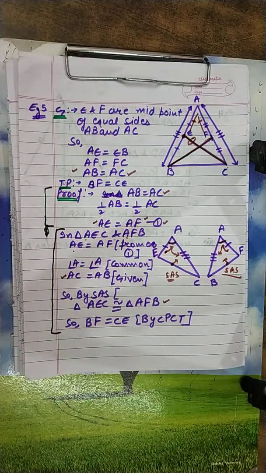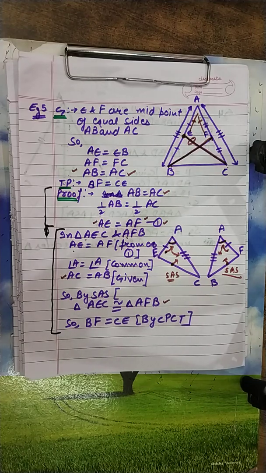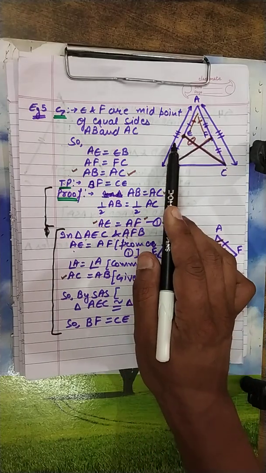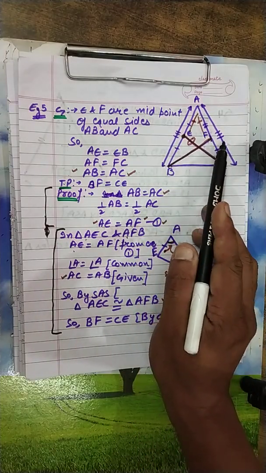Now, example number 5. E and F are respectively the midpoints of equal sides AB and AC. Student, read the second line carefully. Equal sides AB and AC. Second line of this question, equal sides of AB and AC. It means the AB line equals the AC line, the triple line equals the triple line.